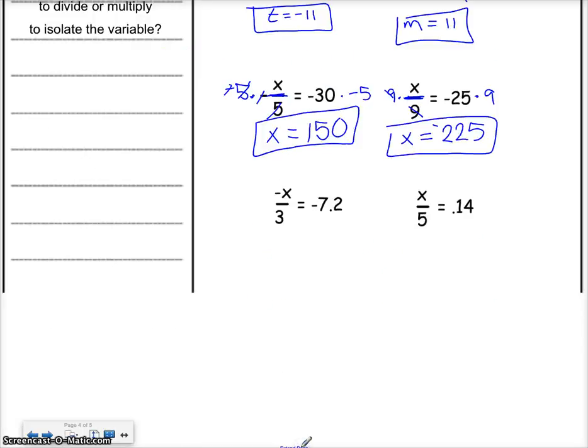We have negative x divided by 3 is negative 7.2. The inverse of divide is to multiply by 3. And then I also want to get rid of that negative, so I'm going to times both sides by a negative 3. Maintain the balance, times through by a negative 3. The 3's cancel, the negatives cancel, and you're left with x equals negative 7.2 times negative 3, which is a positive 21.6.